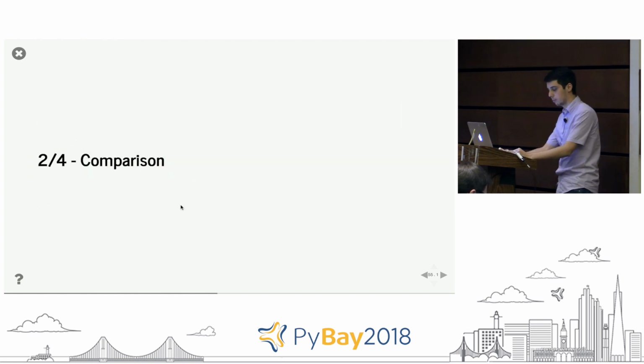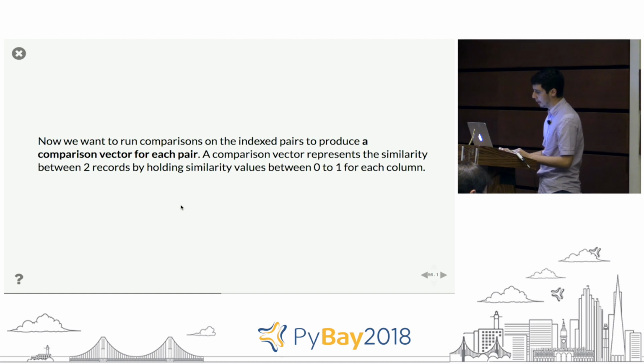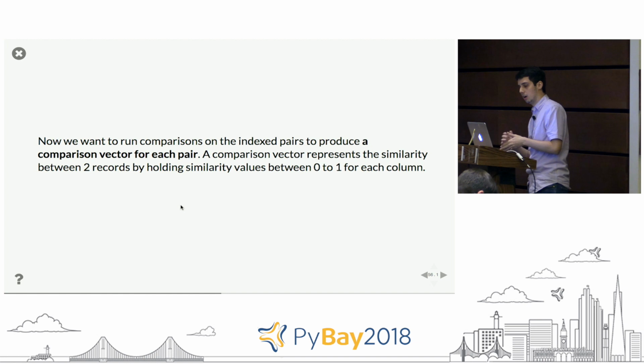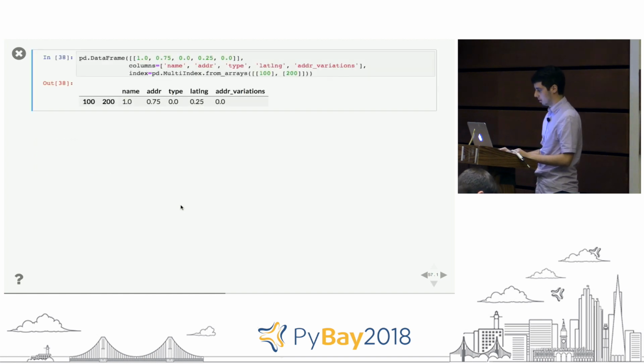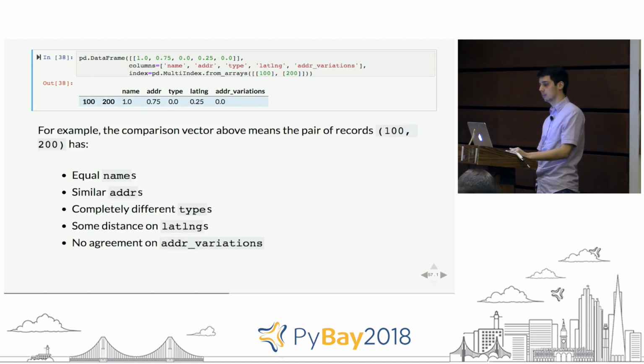Okay, now let's run the comparisons. We want to run the comparisons on the indexed pairs to produce a comparison vector for each pair. A comparison vector represents the similarity between two records by holding similarity values from 0 to 1 for each column. So I have something like this. For the pair 100 and 300, I have equal names, so the similarity value for name is 1. I have similar addresses, 0.75, and everything else. You get the idea, okay?